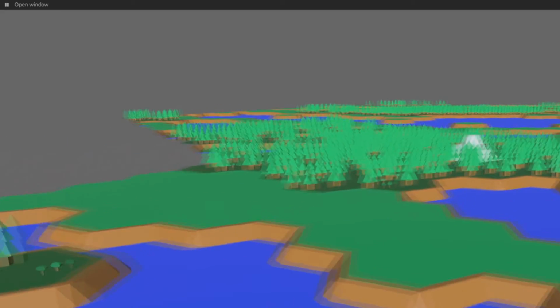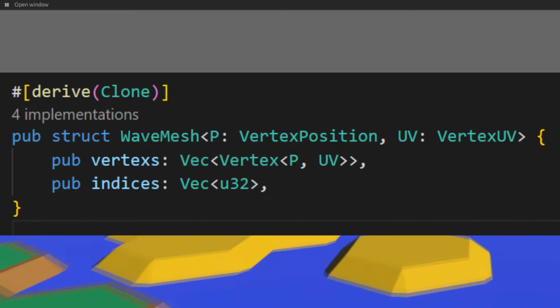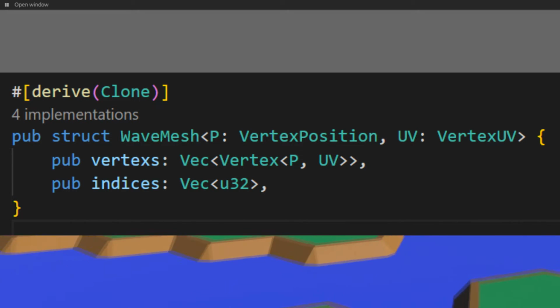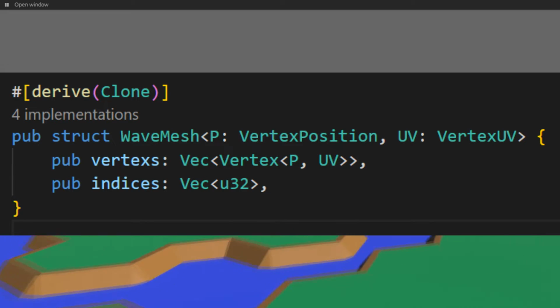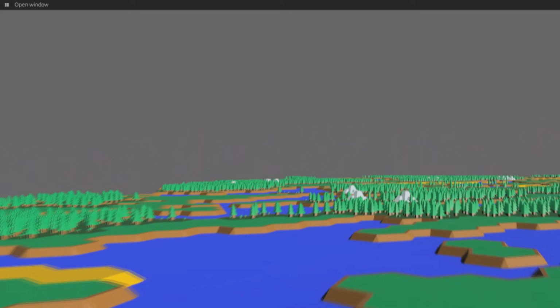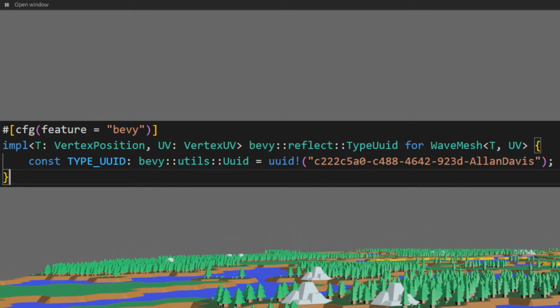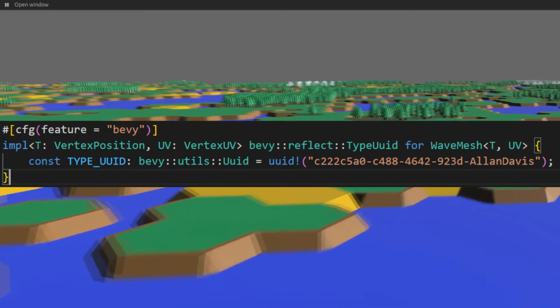This was harder than I was expecting, but probably because I tried to make this crate as generic as possible so that it would be usable by other people in other applications beyond just my hexagon game. There are probably some things that I'm going to need to change since they're kind of hacky. Things like the fact that all wave meshes have the same UUID regardless of what their generics are.